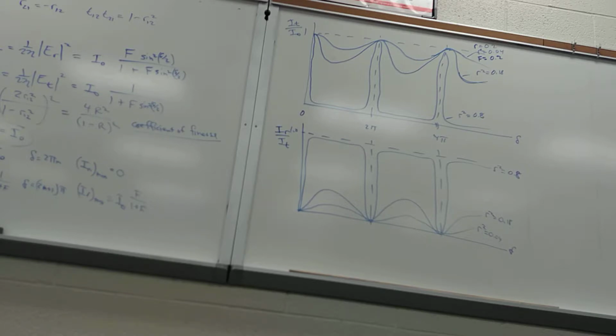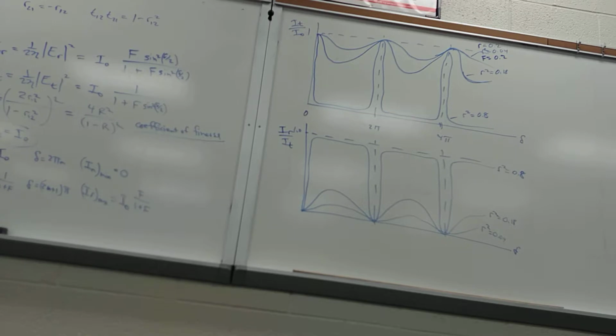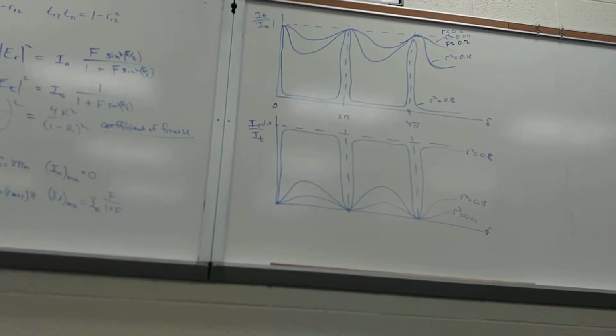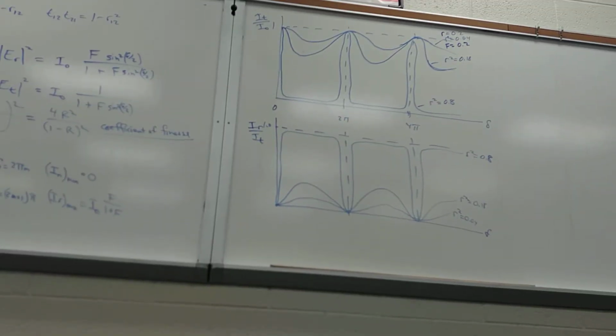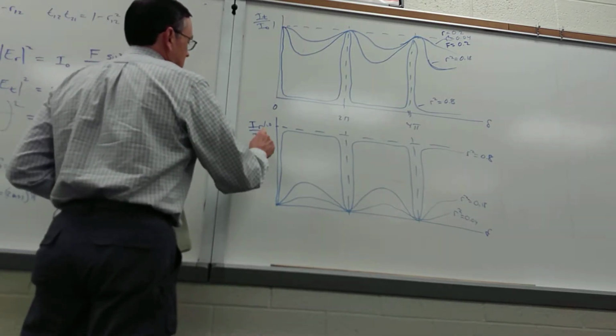Okay, any questions? Yeah, this is a very interesting property that looks like it could be used for something, but I don't know what it can be used for. We're just about to dive into what it can be. Okay. Yeah. Jace? Is the lower graph supposed to be IR over IT? Or, sorry, IR over I0. Thank you very much. Yep, I0.